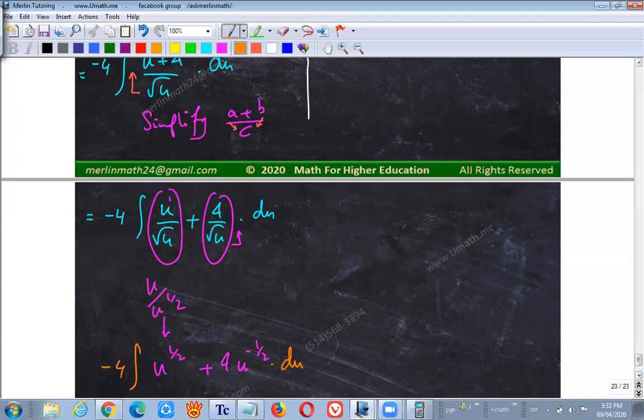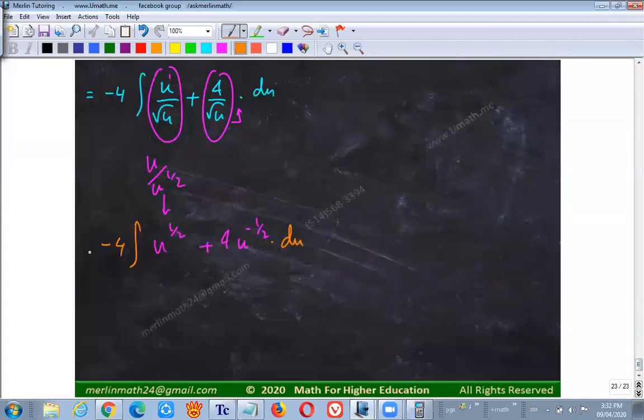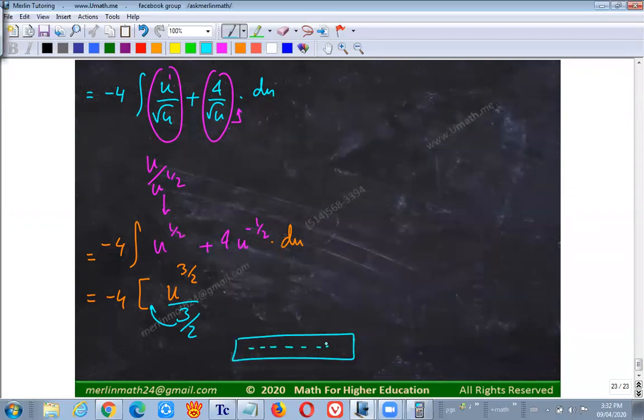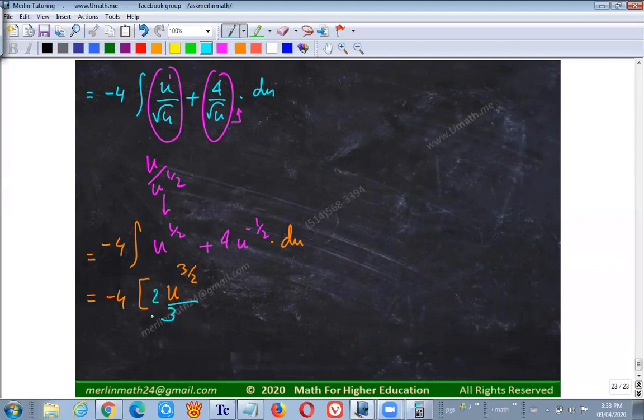Now you can integrate. If you integrate, you add a 1, you divide by. So this is u 3 over 2. You divide by 3 over 2, then that will flip. Now there's no worry about simplification. You can keep it that way, but be careful. The answer at the box that you want to fill in should be simplified. That 3 over 2 is not good because you should flip it. It becomes 2/3. Any question?